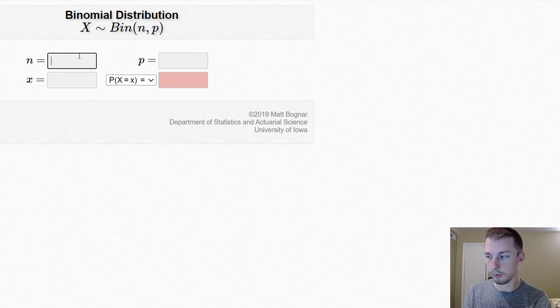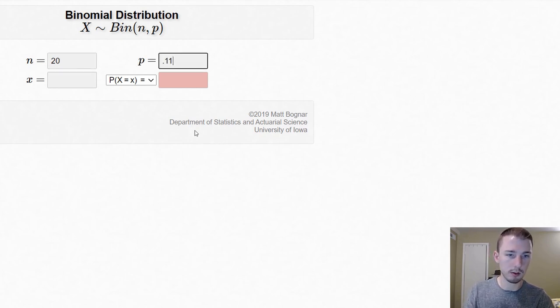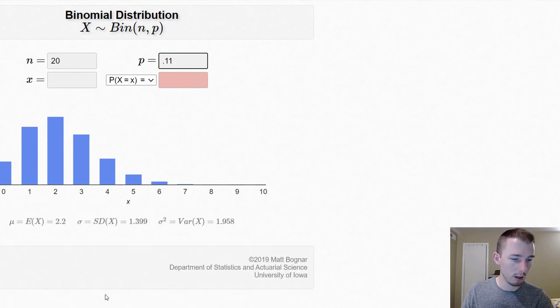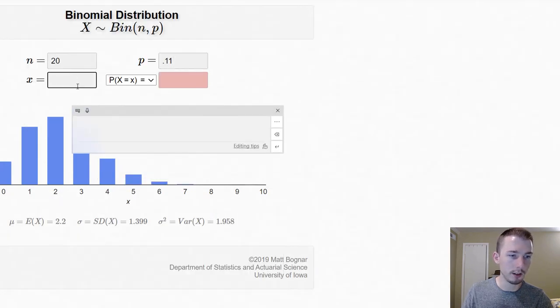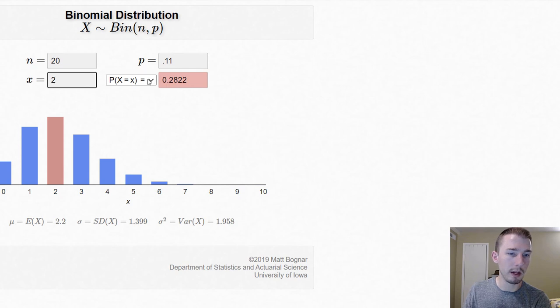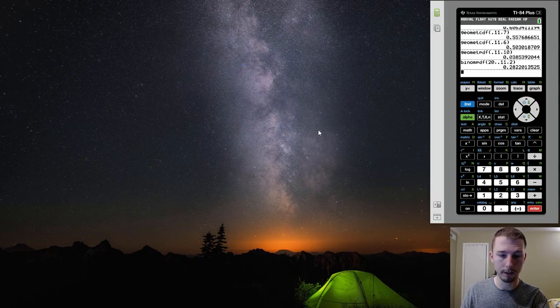So it was out of 20 again. Let me double check. Our probability of success was 0.11. Yeah, so out of 20, probability of at least 2. What we really want is x equal to 2 and then measure this from the right. But the problem is our calculator only does CDF from the left. So we need to find the probability of 0 and 1, the CDF up to 1, and then subtract that from 1, and that'll give us the leftover part here.